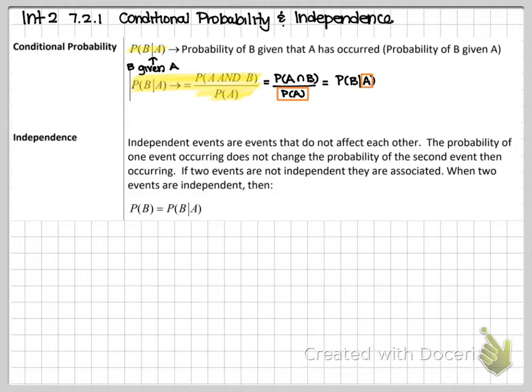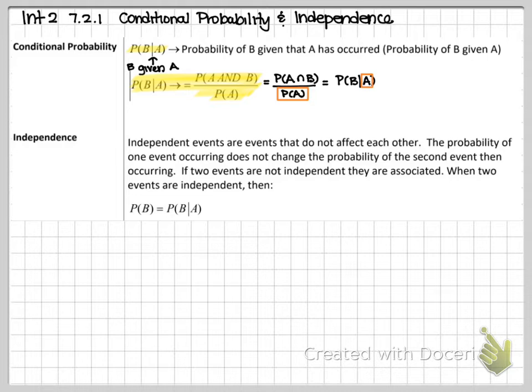That's important to know. Then the top of it, it doesn't matter if it is A intersect B or B intersect A. The order does not matter, but the top of it is the probability of them both occurring simultaneously. But I do think it's kind of nice to know though, the given part, that's the probability that goes on the bottom. Okay, independence. We're going to talk about independence and associated, and they are not the same thing.